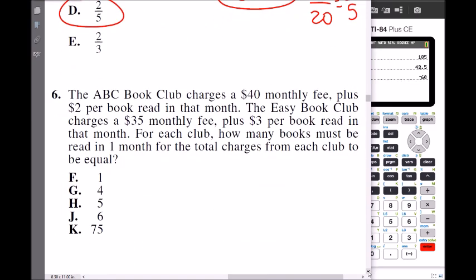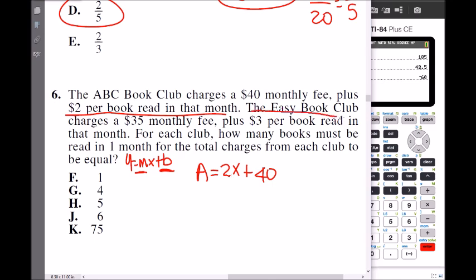ABC Book Club charges a $40 monthly fee plus $2 per book read in the month. So let's call it A. Store A charges 40, which is a flat fee. We can use a linear equation, y equals mx plus b. M is the slope. B is the flat fee, or y-intercept. So its flat fee was the 40 monthly fee and $2 per each book. So if x is the number of books, you can write it as 2x plus 40.